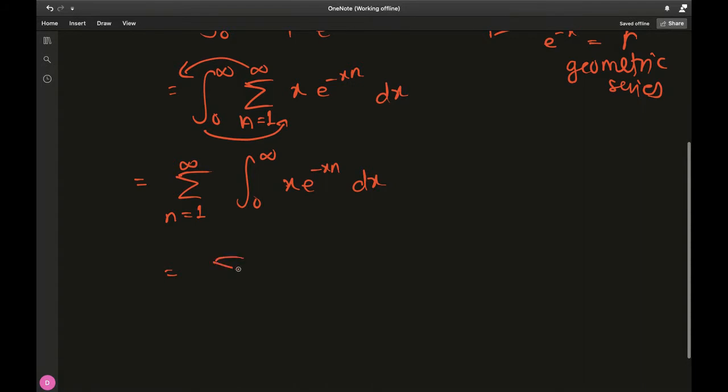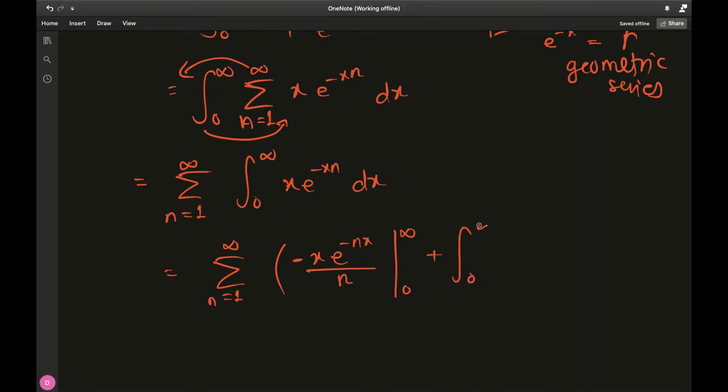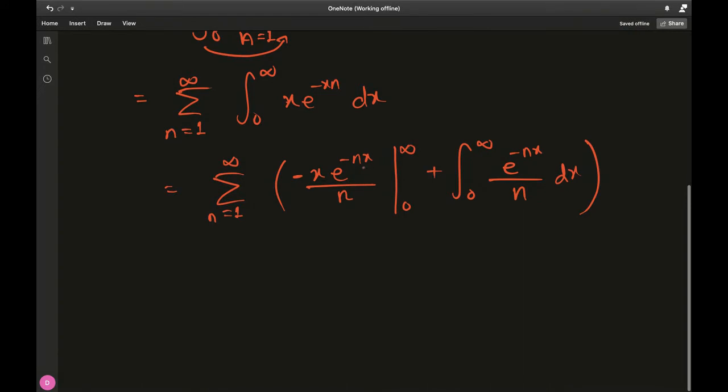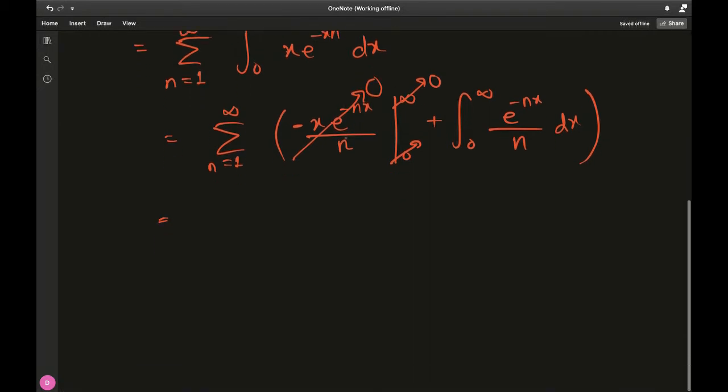So now integration by parts: sum from n equals 1 to infinity, negative x times e to the negative nx over n, evaluated from 0 to infinity, plus the integral from 0 to infinity of e to the negative nx divided by n dx. So at infinity, this exponential term is going to dominate this linear term, and everything will go to 0. And at 0, the exponential will become 1, but the x term will become 0. So this thing will just go to 0 regardless of what you're plugging in.